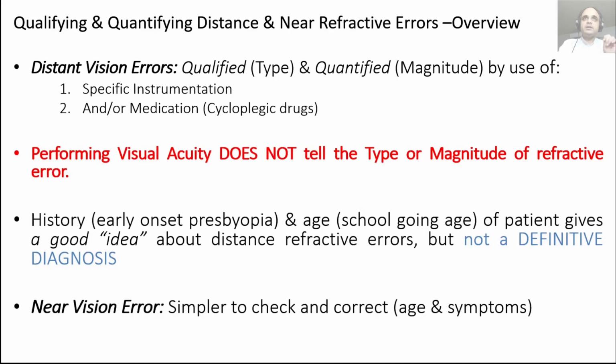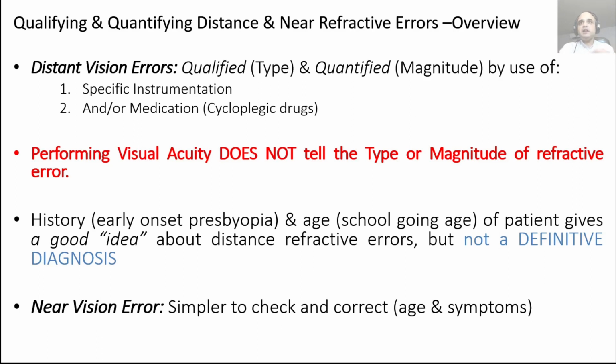Performing visual acuity does not tell you about the type or magnitude of refractive error. Visual acuity only tells you about the presence of a refractive error. History can give you a very good idea, but can again not diagnose a refractive error. For example, early onset presbyopia may alert you to hypermetropia. Age is again something that can alert. Remember, most of the time, myopic errors are caught early. So they're just giving you ideas, but not a definitive diagnosis.